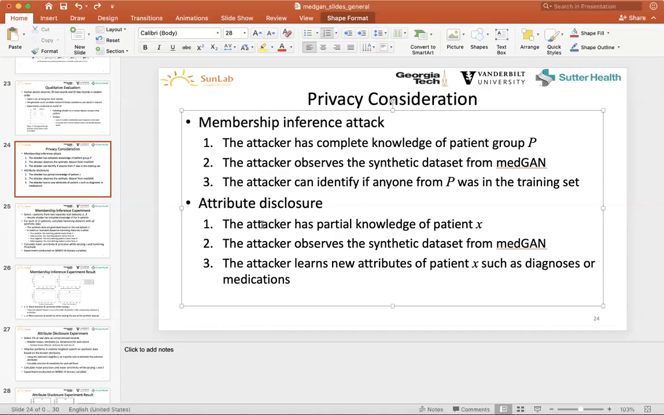As I said, the attacker knows that at least patient John has heart failure, and that this patient has a specific set of symptoms, and I want to know the rest. I want to fill in what kind of medication the patient is taking, what other diagnoses the patient has had, and what other procedures the patient has received. I want to fill in the remaining portion by looking at the synthetic data set generated from MedGAN, because I know that MedGAN was trained on patient John. It's something along that scenario.